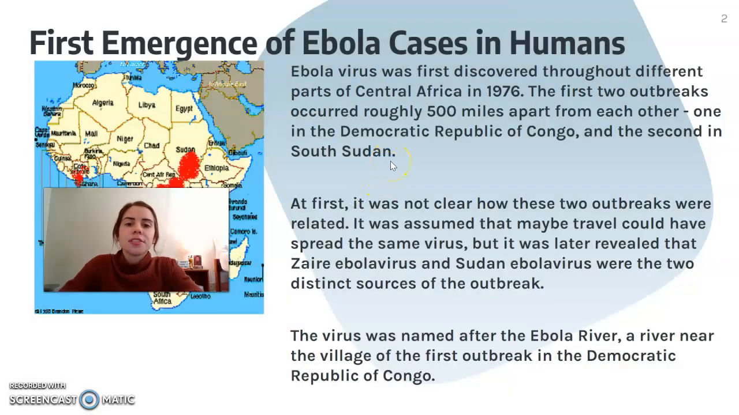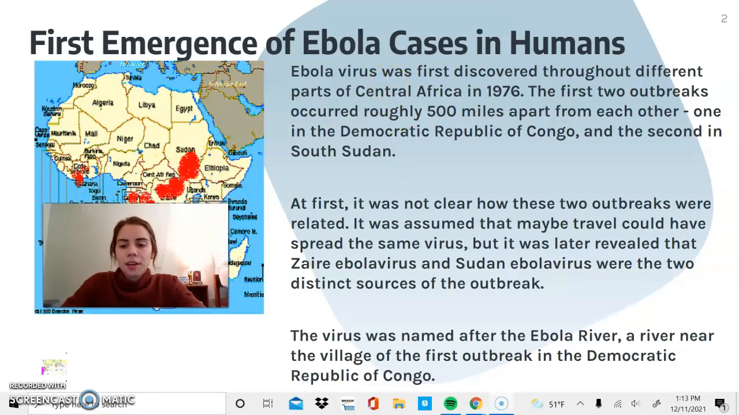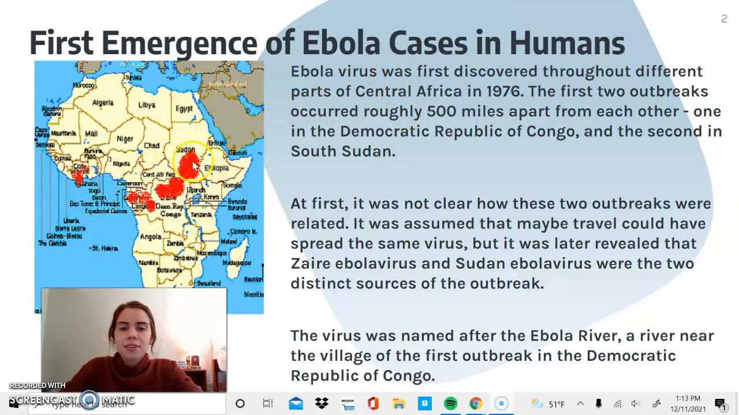So the first emergence of Ebola cases in humans occurred in 1976 in Central Africa. There were two main locations of the outbreak. The first outbreak occurred in South Sudan. You can kind of see the red splotches there is South Sudan, and then the other one occurred in the Democratic Republic of Congo. These two locations are about 500 miles apart from each other.